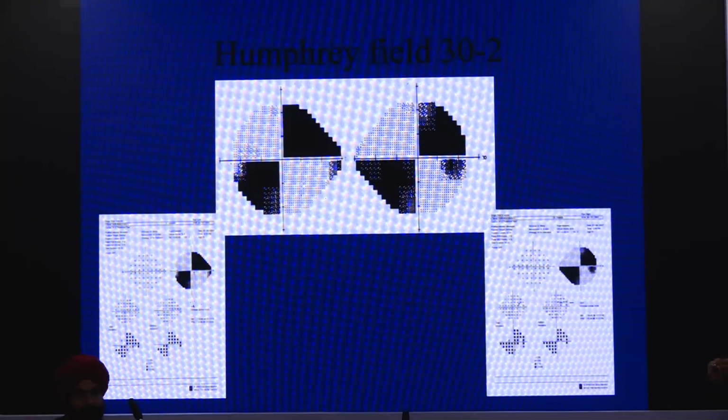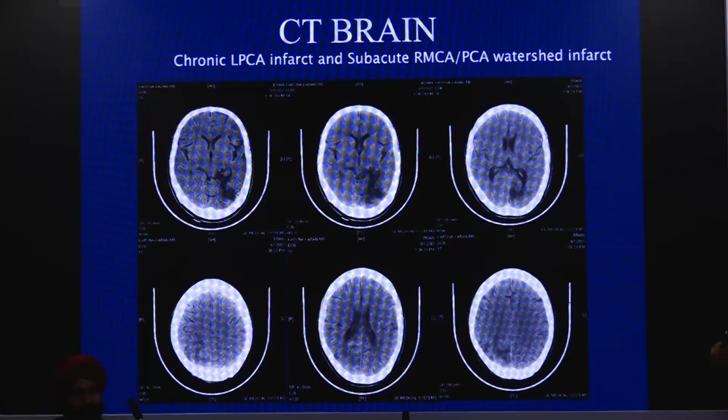What about here? If you just look at this, you know that there is a right superior quadrantanopia, and then if you only look at this, you know that there is a left inferior quadrantanopia. So basically, the patient had a stroke on both sides. So for the right superior, the patient had a left temporal problem, and for the left inferior, the patient had a right parietal problem.